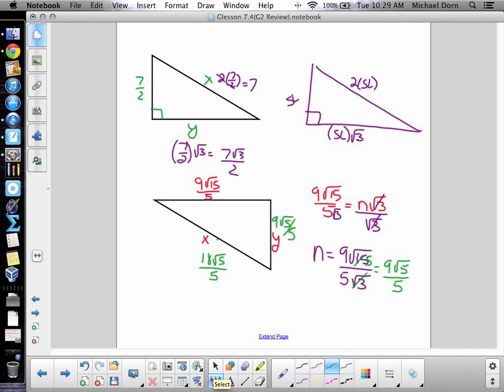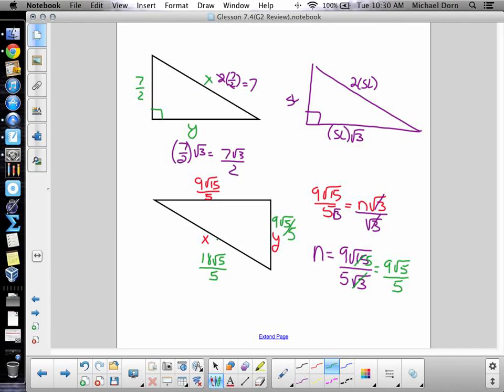Now, that's not as pretty as 7 and even 7 halves root 3. It's a little bit uglier numbers, but it still works out the same way. And it's still a matter of setting up that triangle and getting it all taken care of like that. So, it's just a matter of knowing the reference triangle and trying to find the length of that short leg. It all is based off of that. And sometimes the numbers are easy and sometimes the numbers are not.